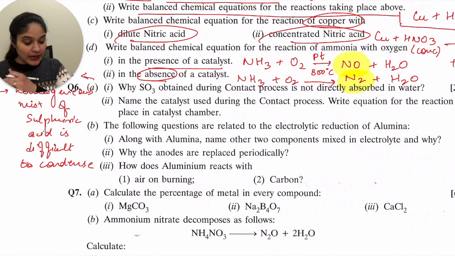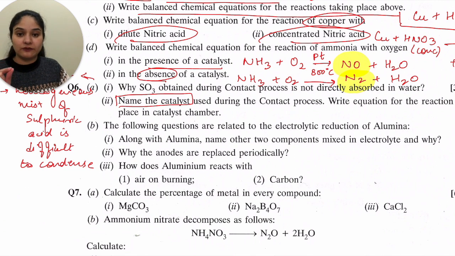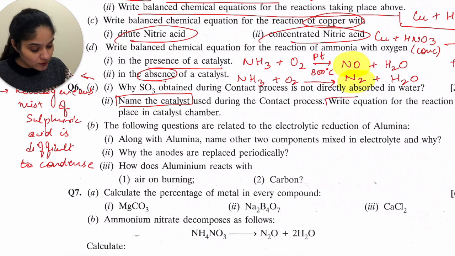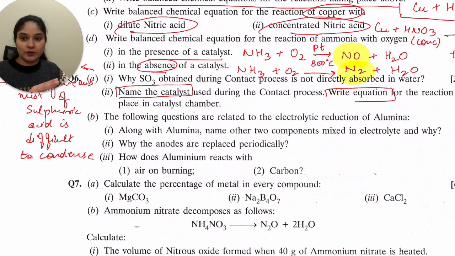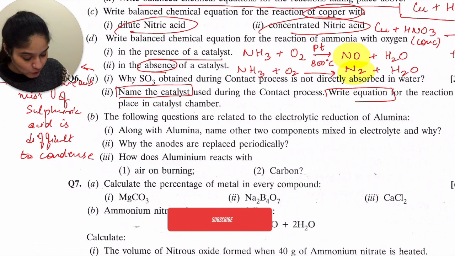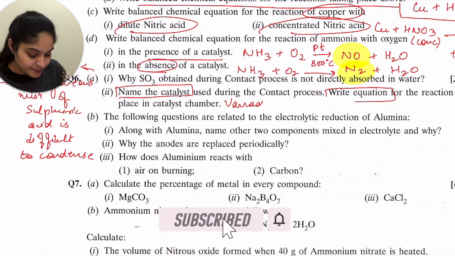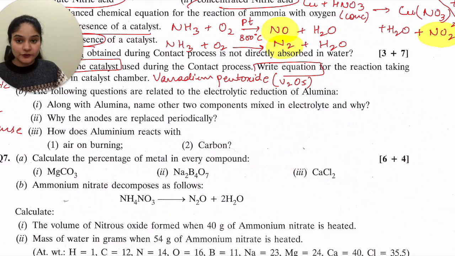Moving on, name the catalyst used in the contact process. You have to understand the questions very well. Name the catalyst is the first part of the question. Write the equation for the reaction taking place in the catalyst chamber is the second part. So you have to mention the name of the catalyst separately and the equation separately. The catalyst used is vanadium pentoxide, that would be V2O5. This is the first part of the answer.